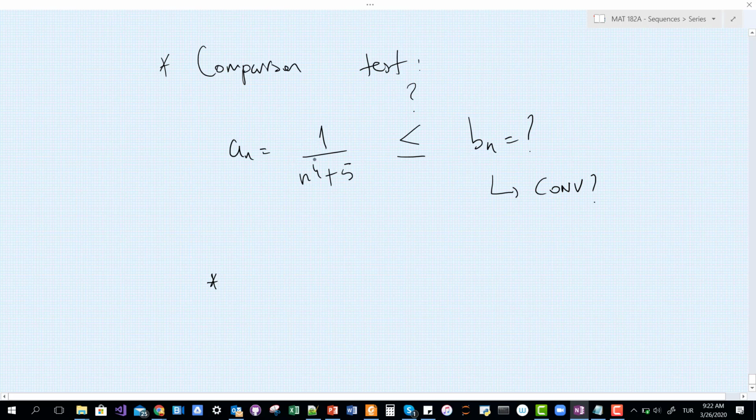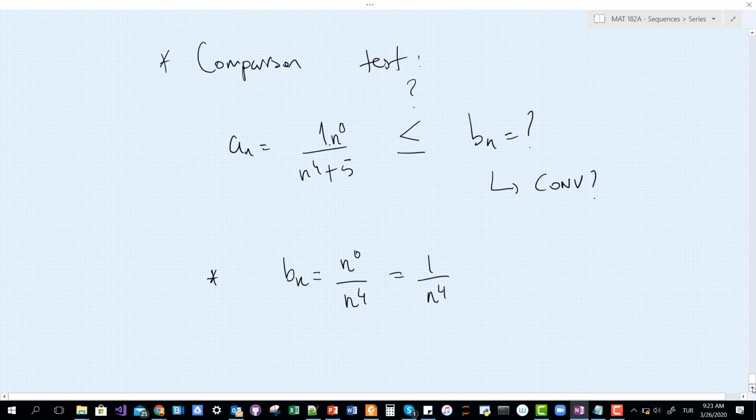Look at that, guys. To be able to choose the bn, just use the degree of the bottom term of an and then lower it. As you see, although I don't have the n to the 0, I can just put it there. And I can take the n to the 0. What I have on the bottom is 4. So I'm going to put here n to the 4. So bn could be chosen as 1 over n to the 4. Great. Let me choose this.